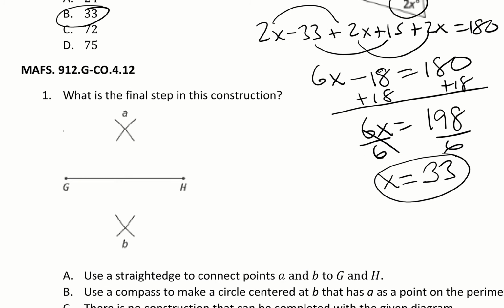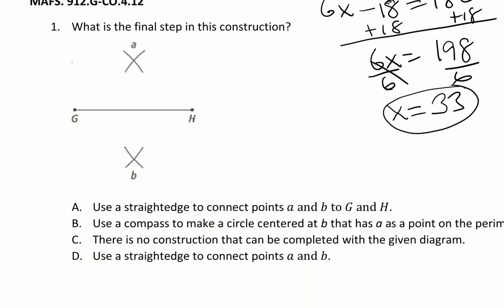All right. So what is the final step in this construction? This construction is making a perpendicular bisector. And it's really easy to do this. So you would normally open up the compass to a little bit more than half the length. Then you would draw the arc here, and then repeat that here. And then you do the same thing here. So once you get to that final step, you just have to use a straight edge and connect a straight line to those points. That's your perpendicular bisector. It cuts it into 90 degrees and it cuts it in half.